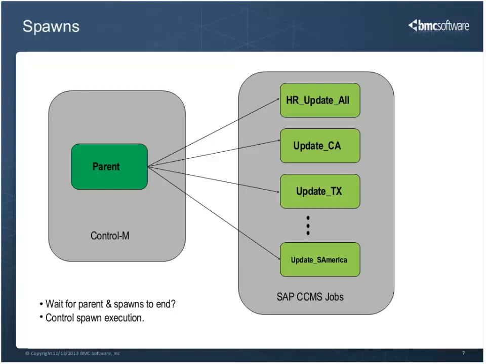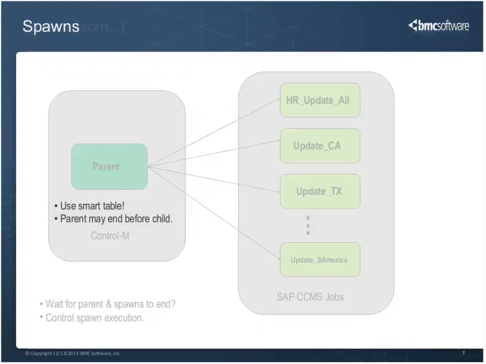One of the reasons to monitor spawn jobs is to ensure the parent job and any child processes are completed before running another job. For example, there may be a large HR update program that spawns many processes for many regions, and you want to make sure they all complete successfully before running the next SAP job or process. Also, if a parent job has many spawns, you can use quantitative or control resources to control how many spawns can run concurrently. Go on to the next slide here.